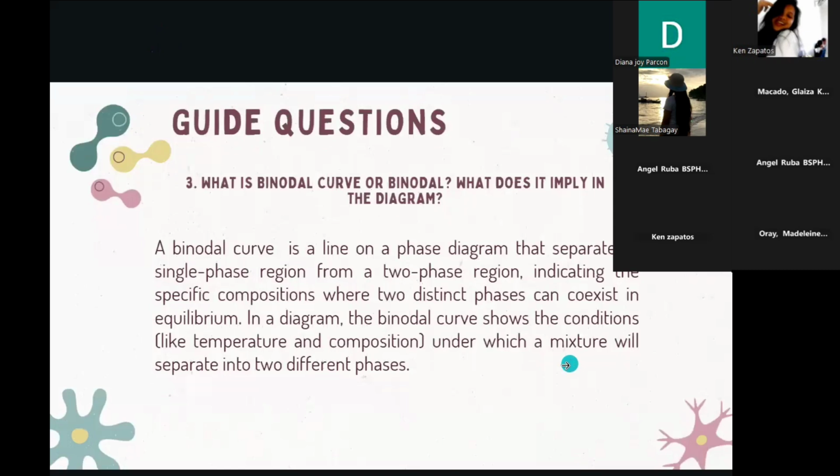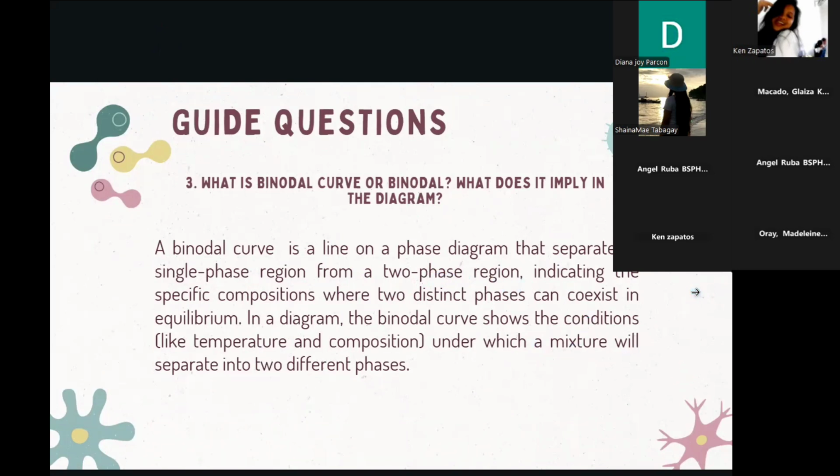For number 3, what is a binodal curve, or binodal? What does it imply in the diagram? A binodal curve is a line on a phase diagram that separates a single-phase region from two-phase regions, indicating the specific compositions where two distinct phases can coexist in equilibrium. In a diagram, the binodal curve shows the conditions, like temperature and composition, under which a mixture will separate into two different phases.